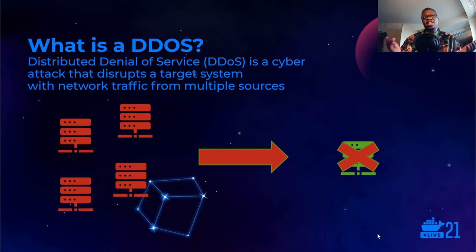So, what is a DDoS? DDoS stands for Distributed Denial of Service, and it's a cyber attack that disrupts a target system with network traffic from multiple sources. Think of a website getting taken down by a bunch of botnets, controlled computers sending traffic to shut down a server, so legitimate clients can't get a response from that server. But DDoS attacks have also evolved to be craftier. Instead of just spamming a network service from multiple IP addresses, they use attacks that are not really volume-based, but exploit a specific loophole in a system.